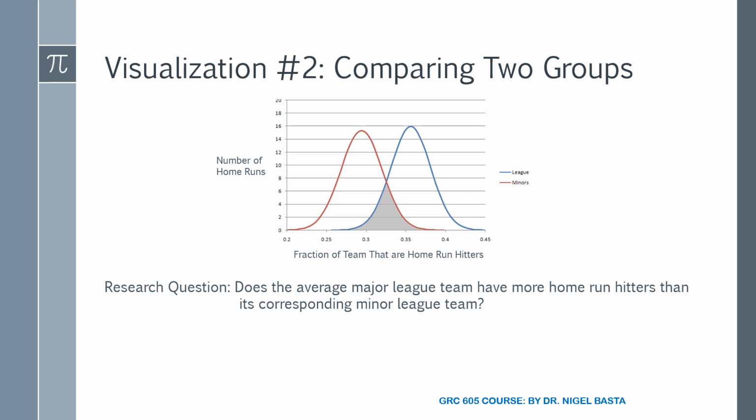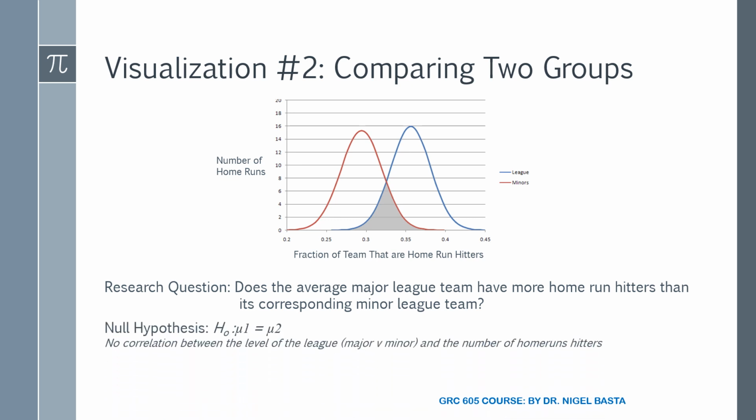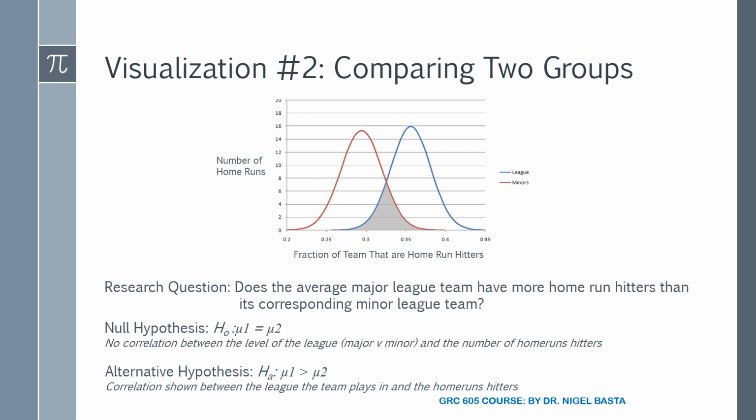In this instance, a null hypothesis should predict no correlation between the level of the league team and the number of home run hitters, while the alternative hypothesis will predict that there is a correlation between the greater league team and the home run hitters.